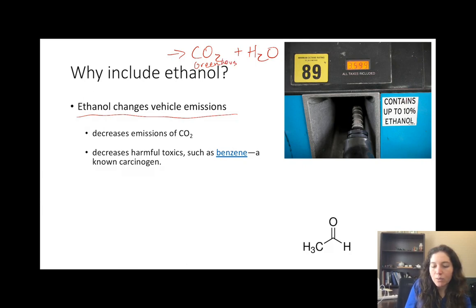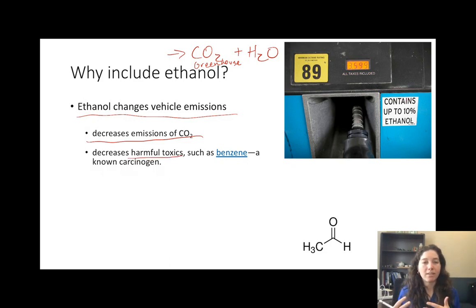And we're trying to reduce our greenhouse gases because that heats up the planet, and there are a lot of other types of downstream effects that are not good. So ethanol decreases emissions of carbon dioxide. There's less carbon dioxide being produced as this molecule is burnt. It also can decrease other types of toxic chemicals that come off of the combustion of gasoline, because gasoline is a mixture, it's not pure.